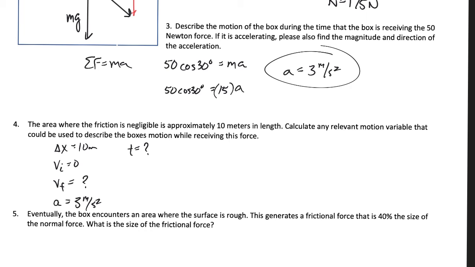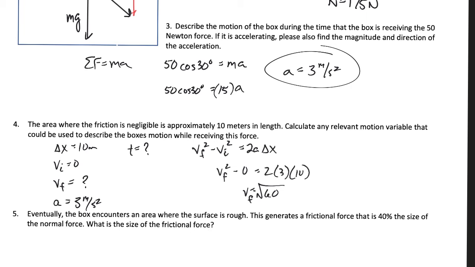So I could work this out. Do you want me to? So v final squared minus v initial squared equals 2a delta x. That'll be v final squared minus 0 equals 2 times 3 times 10. So v is the square root of 60. That's v final. So that's how you get one of the answers.